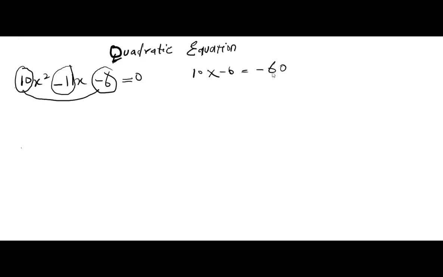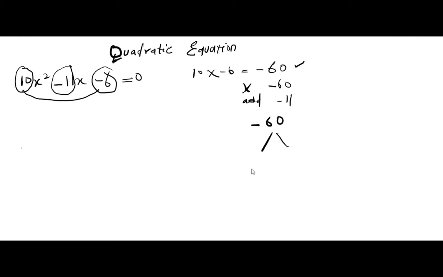So here we have negative 60. We need two numbers that will multiply to negative 60 and add to negative 11. Multiply to negative 60, add to negative 11.